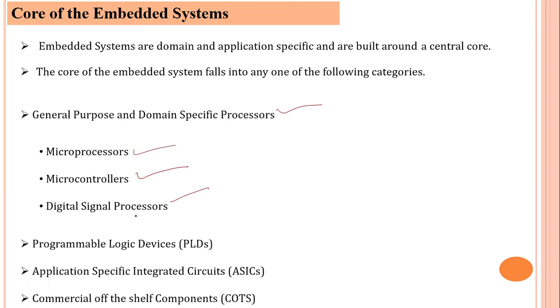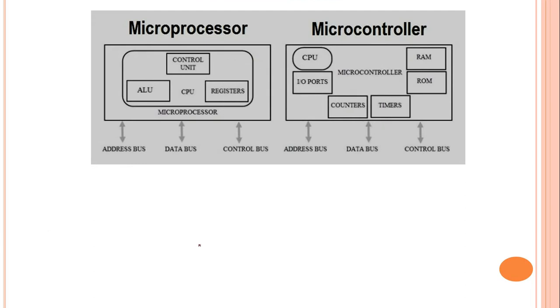Apart from this, we have the programmable logic devices, the PLDs. Under PLD, we have mainly two: PAL, programmable array logic, and PLA, programmable logic array. These programmable logic devices help the user design their own constraints. So that is the advantage of PLDs in the embedded system. Then application specific integrated circuits. With respect to the applications, we can design the code that will be implemented in the ICs, application specific integrated circuits. Then commercial off-the-shelf components. We'll see these processors one by one. First we'll move on to the microprocessor and microcontroller.